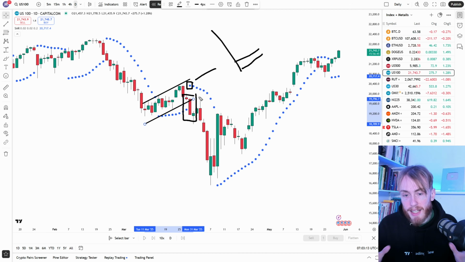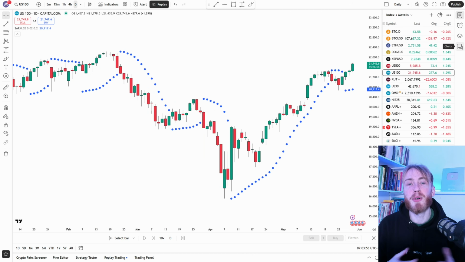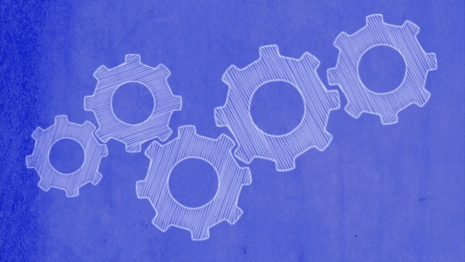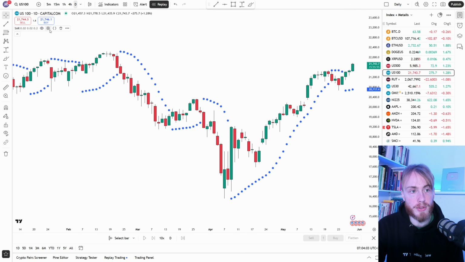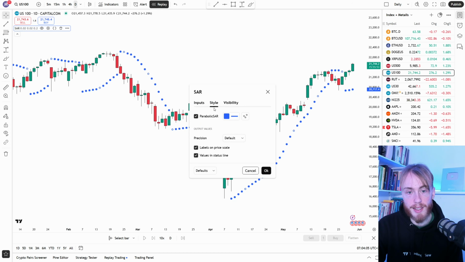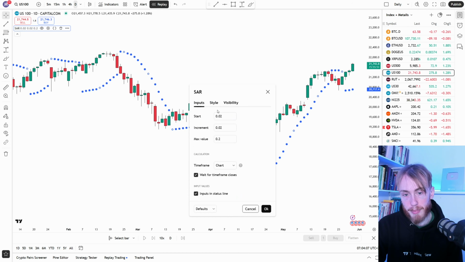So once again, I want to emphasize that using this indicator alone can be helpful, but combining it with price action and market structure is often the way to go. But alright, so now let's actually take a look at how we can change the settings to potentially improve the indicator. And to change the settings, we do want to go up here to where it says settings, and then we want to navigate to the inputs tab.